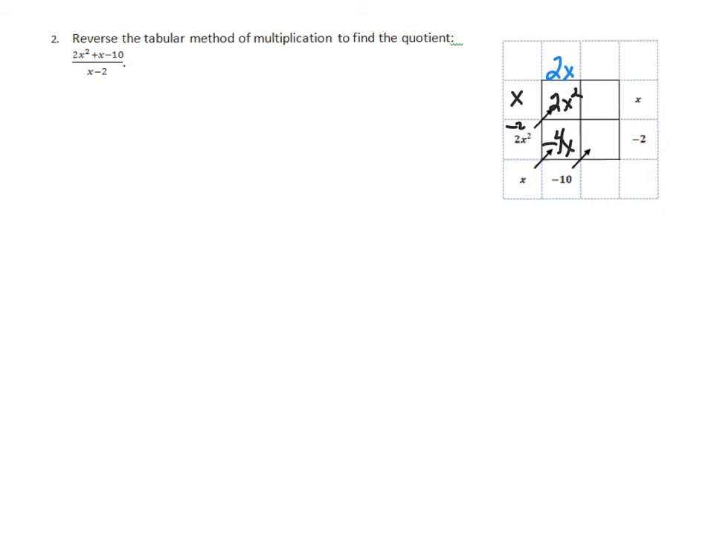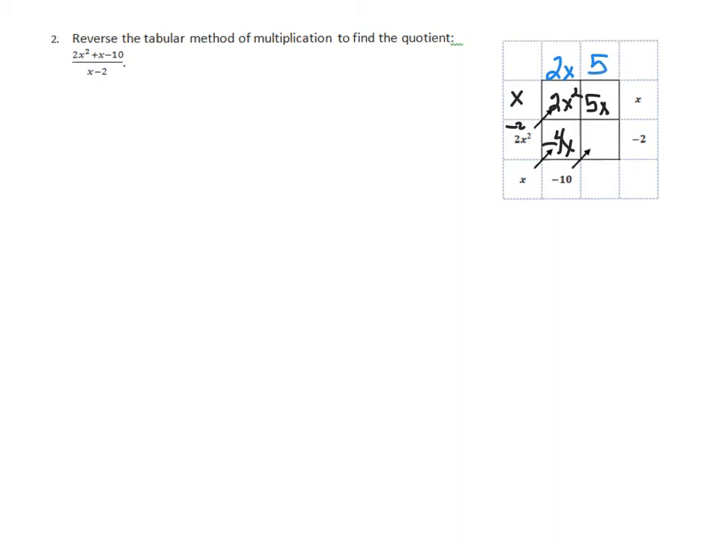Now you've got to think carefully here. What do I have to add to negative 4x to get a result of x? That turns out to be a 5x here. So when you look carefully, 5x and negative 4x add to be x. So now that's going to allow me to figure out what I have to multiply this x by to get 5x up here, and that's going to be a 5.